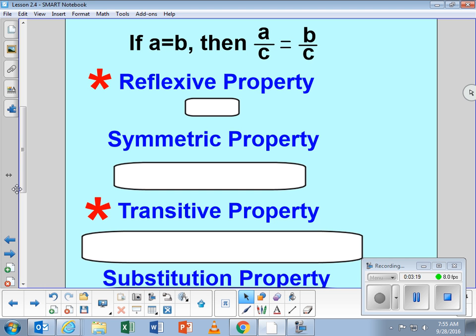Reflexive property seems so obvious, so simple, so crazy that I would start with it, because you'll look at it and think, what is important about this? But believe me, we will use reflexive property when we get into Unit 4 and we're writing proofs. We have to use reflexive property all the time. Okay? And it is very simple. A is equal to A.